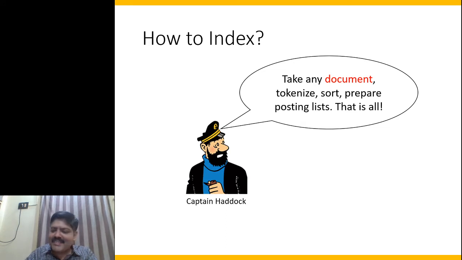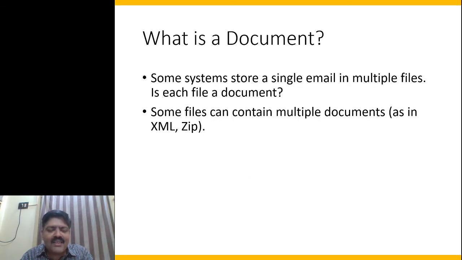So how to index? Pretty simple, isn't it? Take any document, just tokenize, sort, and prepare the postings list. That's all, isn't it? Well, then the question arises as to what is a document in fact. Some systems store a single email in multiple files, so is each file a document? Or some files can contain multiple documents, as in, let's say, a zip file.